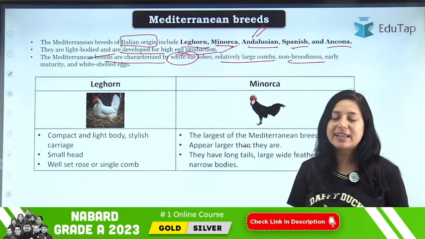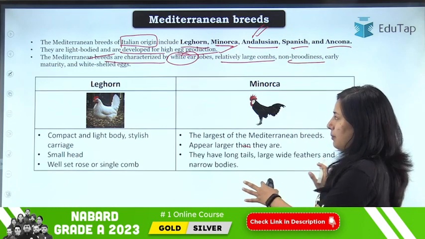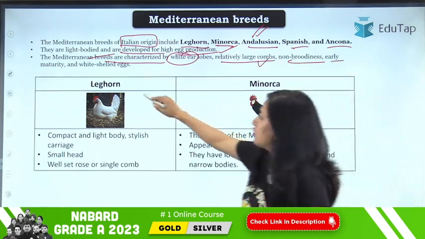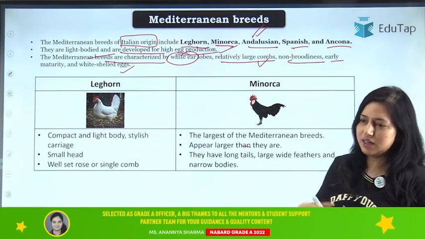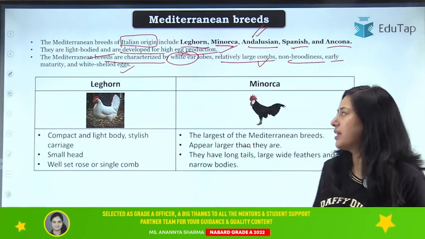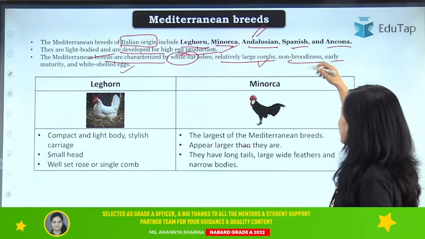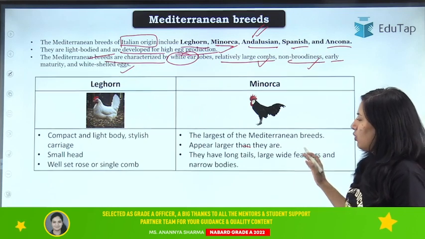See, we have seen that Asiatic and English breeds are broody, but these are non-broody breeds, and they have relatively large combs. Early maturity and white shell eggs are formed. Okay? Their maturity time is early as compared to the rest of the breeds, and they have the white shelled egg. So that was all about the characteristics of Mediterranean breed, and we will be discussing Leghorn and Minorca.